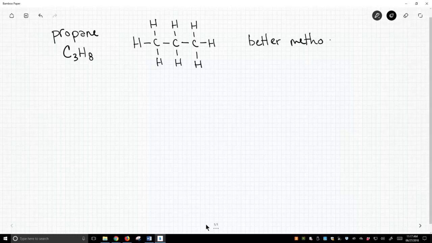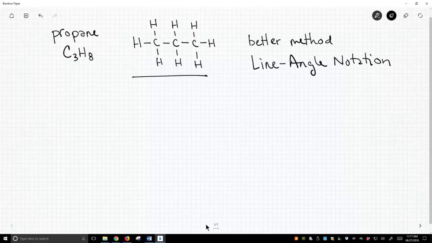And that better method is called line angle notation. There are other names for it, but that's what a lot of people call it. So how is line angle notation so much better than writing out a full Lewis structure? Well, here is the representation for propane under line angle notation. That's it. So it's very much a shorthand notation.